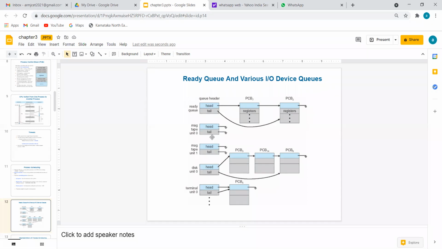Same way, this is a queue here, this is a queue, and these are active areas. So why are there no PCBs in magnetic tape unit 0 and magnetic tape unit 1? There are no jobs in these queues. If there are no jobs in these queues, there is no need to load them or forward them for execution. There may be many jobs in some other queue. What is that queue? Disk unit.